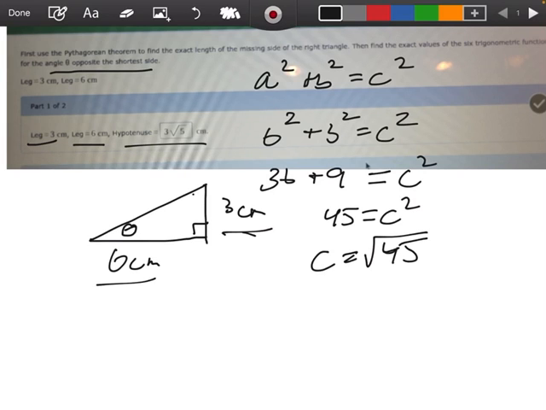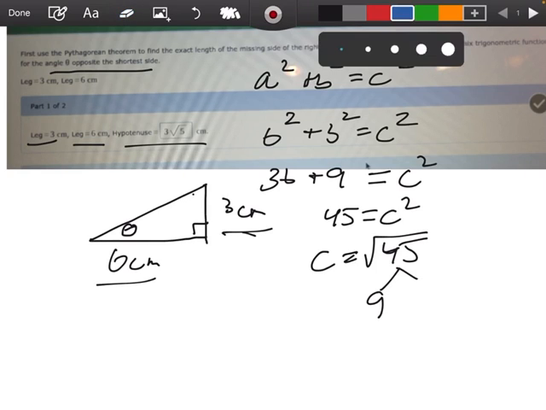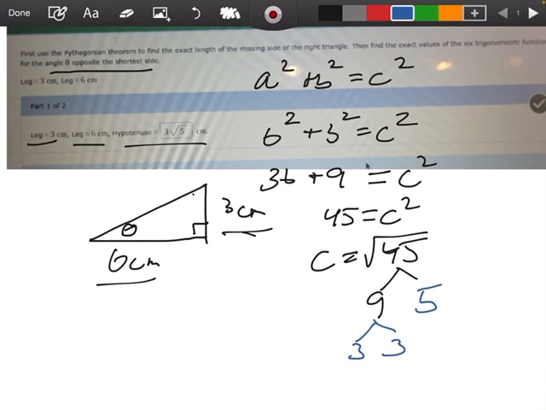Now remember, we want to break this down, right? So when I think of 45, I think of 9 and 5. Let's make that 5 a little bit better because it looks a little rough. Here we go. 9 and 5, and I know 9 is 3 and 3. So since we're talking about square roots, we're getting pairs. So my c here, we have a pair of 3's, will be 3 square root of 5 centimeters, okay?